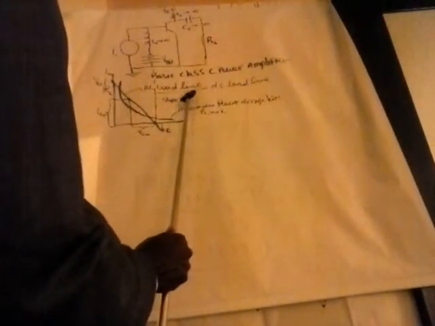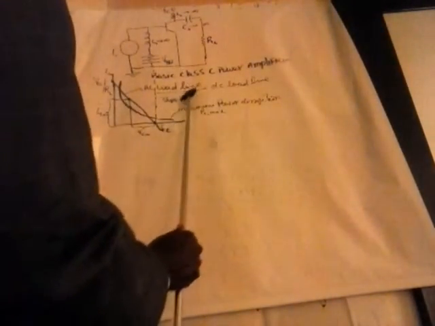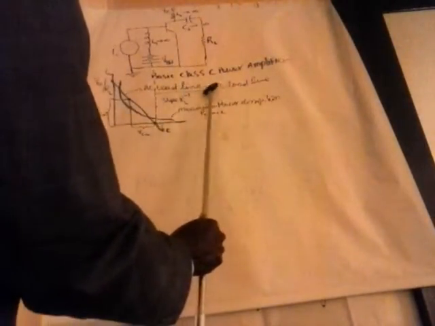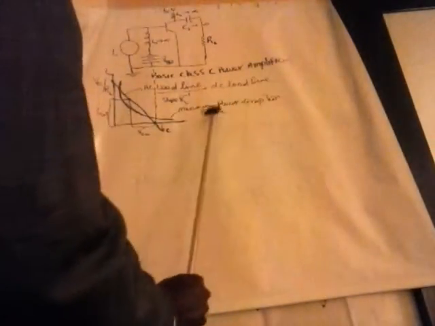We have the AC load line, with slope RL to the -1, or 1 over RL. And we have the DC load line, which is the vertical line shown here, and the maximum power dissipation, PC max. So let's go on to our calculations, having put up the diagram of the Class C power amplifier and the corresponding AC and DC load line.